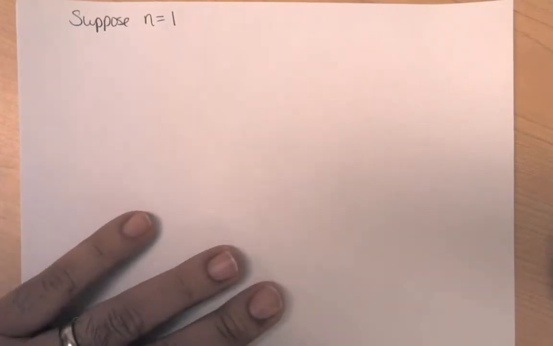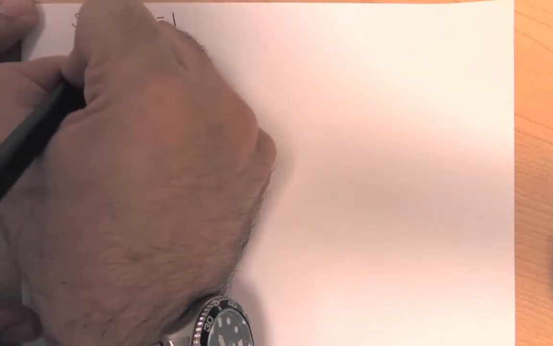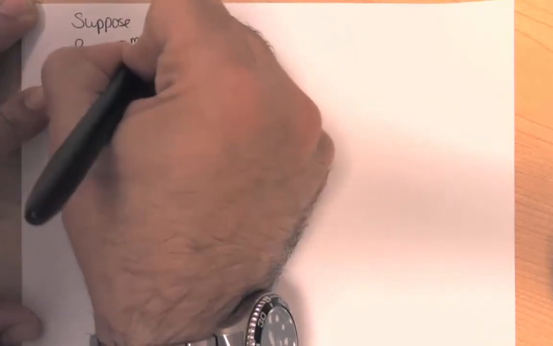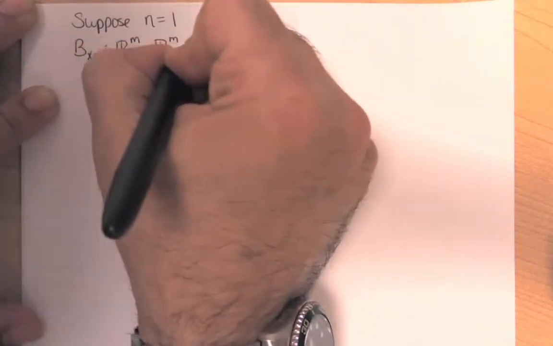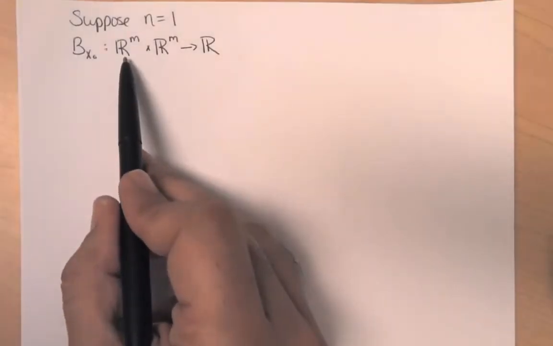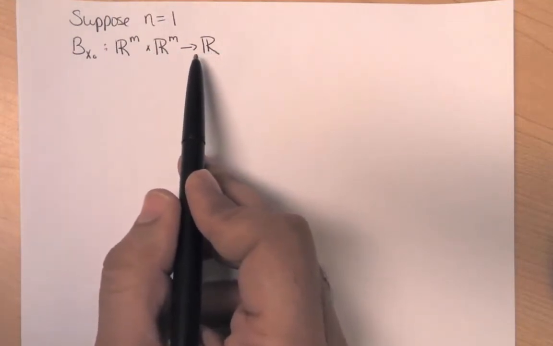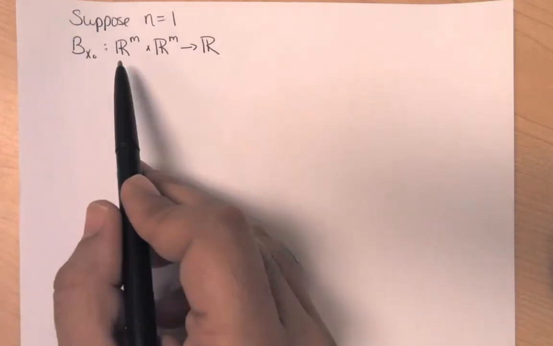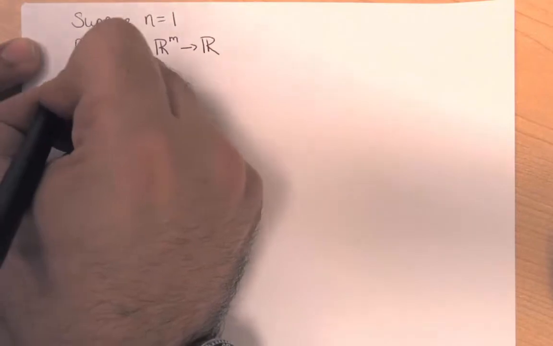So now suppose that n is equal to 1. In other words, suppose that f is real valued, which is to say that its codomain is just the real line, or one-dimensional. Then B of x naught maps Rm by Rm to R, right? I have a bilinear map from Rm by Rm to R. Well, in fact, I can actually think of this as a matrix, or I can represent the bilinear map by a matrix.